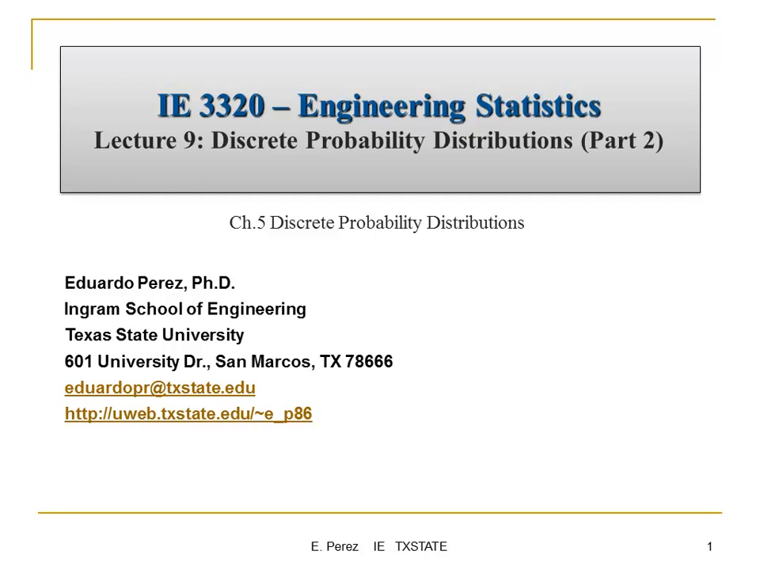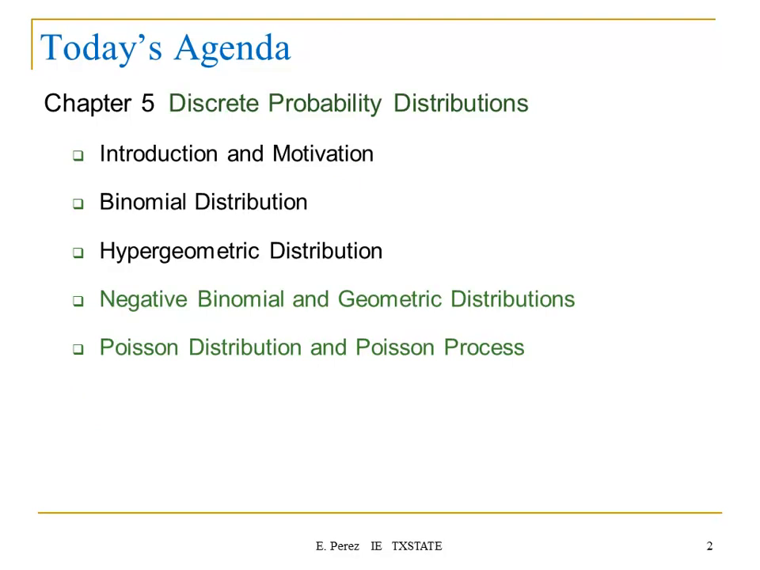We are looking at the probability distributions again, but we are looking at a new group of distributions. Specifically, we're going to look at the negative binomial and the geometric, and also the Poisson distribution.